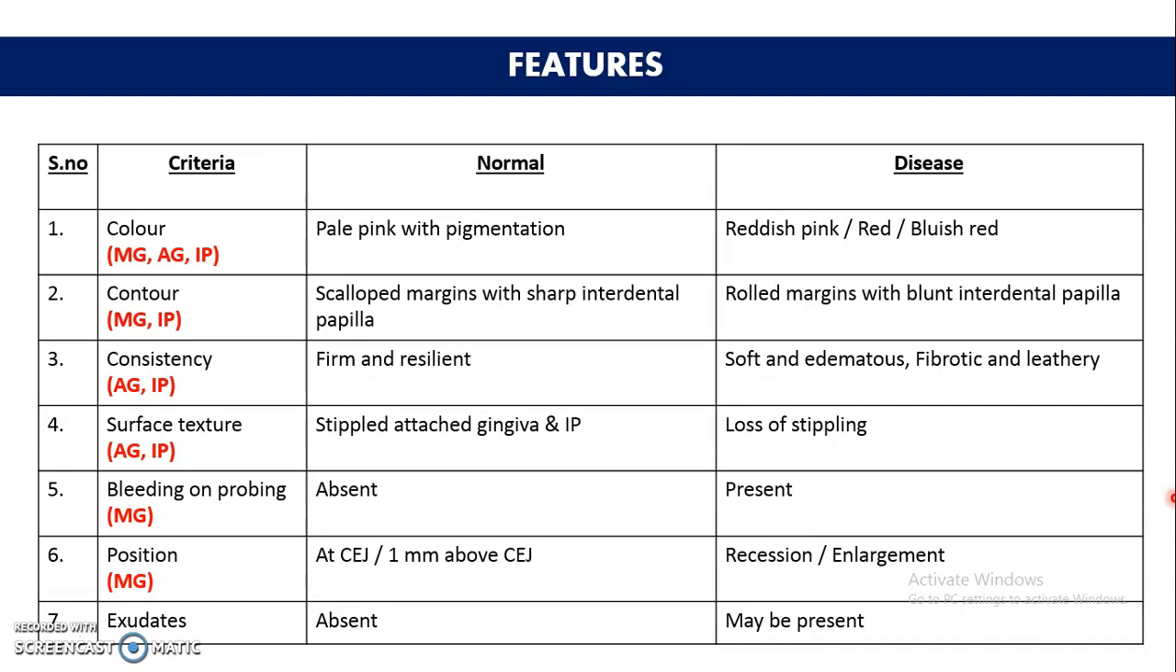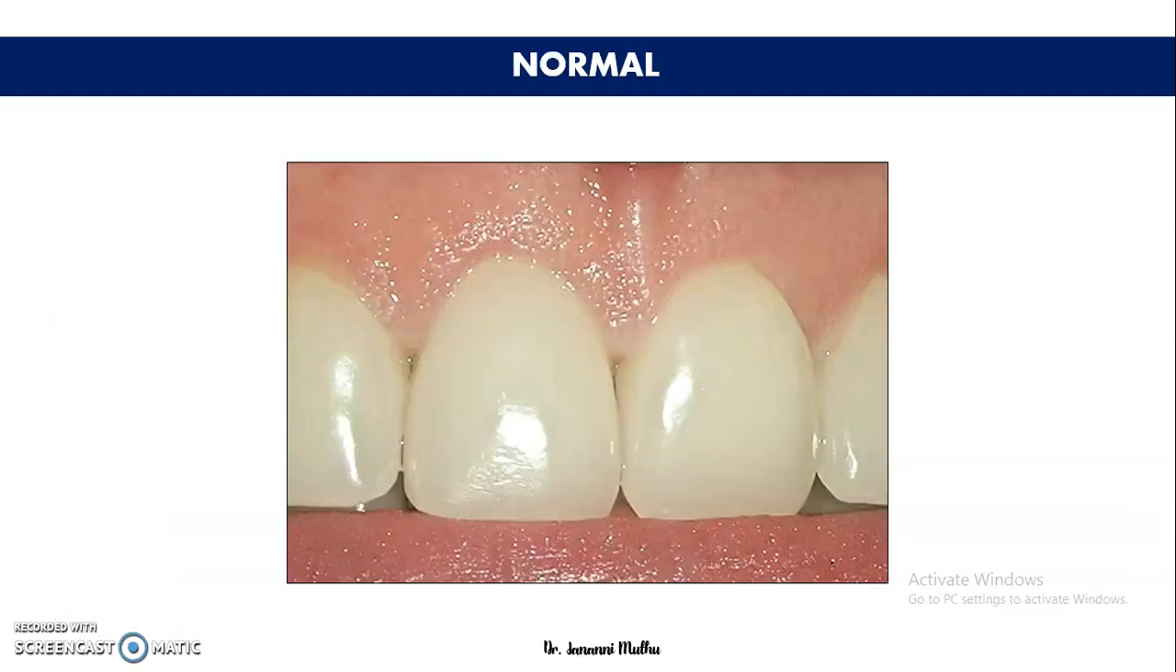Now let's see the features clinically. So this is how a normal gingiva will look like. The color is pale pink with pigmentations. The contour, the marginal gingiva is scalloped, whereas the tip of your interdental papilla is all sharp. The consistency of attached gingiva and interdental papilla is firm and resilient, and both your attached gingiva and the interdental papilla are stippled. You see the dotted appearance, the orange peel appearance, that is stippling. The position of the marginal gingiva is at the level of CEJ and there is no bleeding on probing or exudate present. So this is the normal finding of the gingiva.